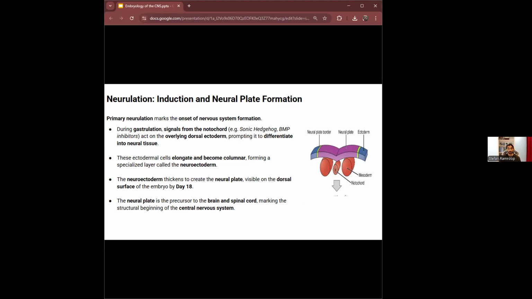And in response to that, the ectoderm cells are going to elongate and become columnar, forming a specialized region known as the neuroectoderm. This layer is going to thicken progressively to form a neural plate, which becomes visible on the embryo's dorsal surface by about day 18. This plate is essentially the blueprint of the brain and the spinal cord, and is the first visible sign of the central nervous system taking shape.